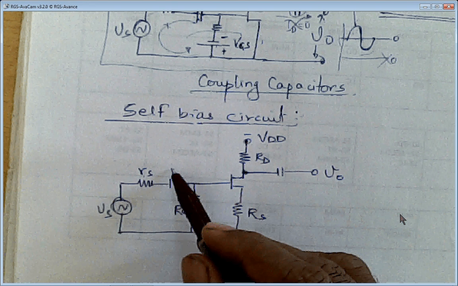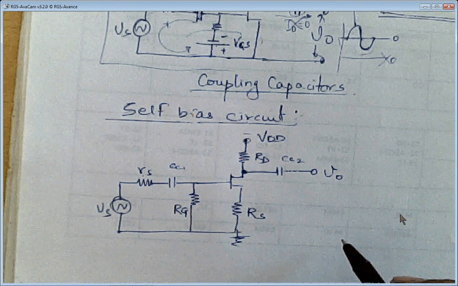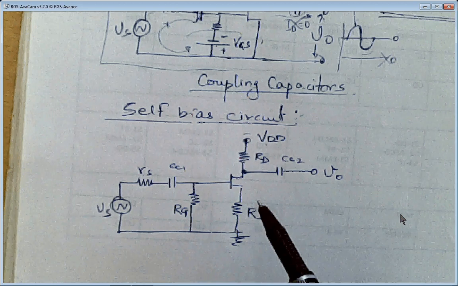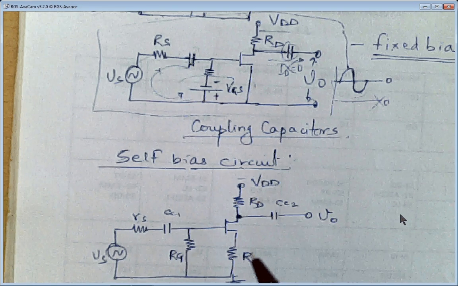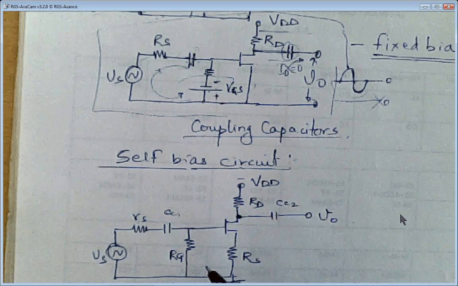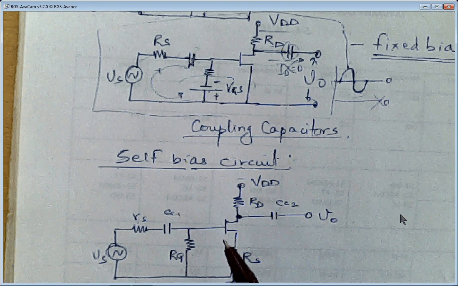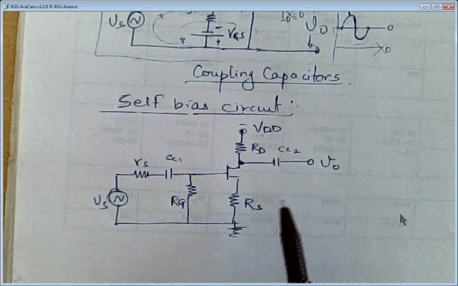Again, there are coupling capacitors here, CC1 and CC2. These are the two coupling capacitors. I told you last time also why these coupling capacitors are needed. The same function of the coupling capacitor is here also. This is a complete circuit which has AC as well as DC.